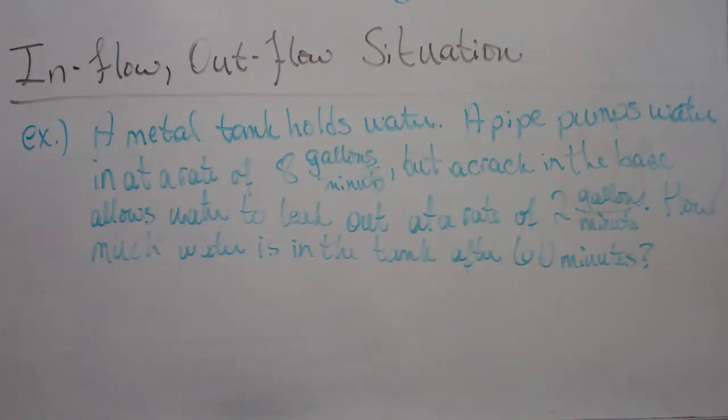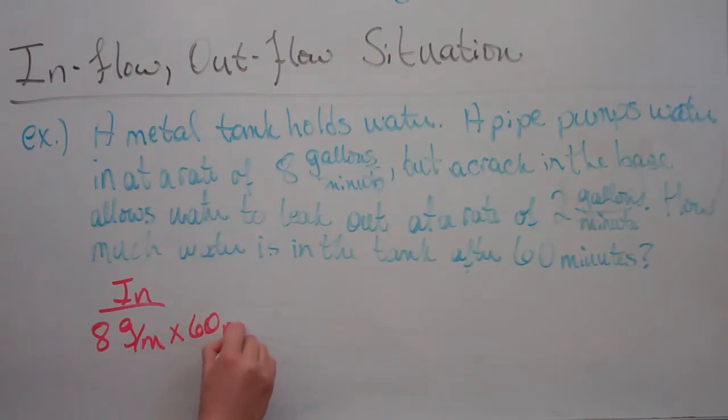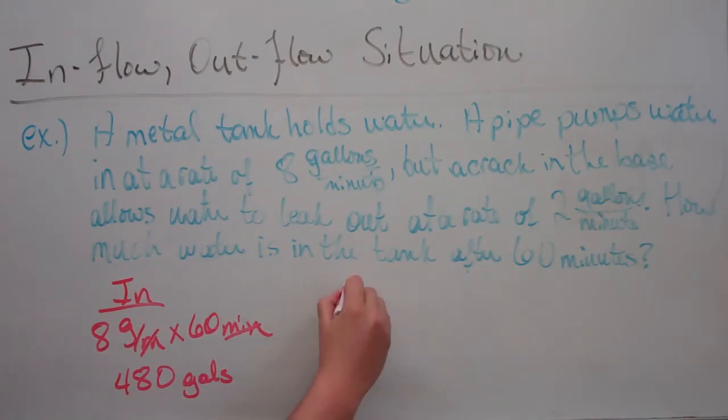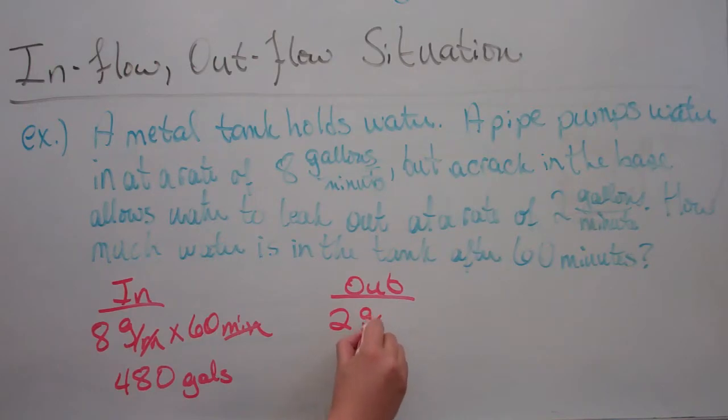First, let's work on how much will go into the tank in 60 minutes. It's going in at 8 gallons per minute times 60 minutes. The units will cancel, and 60 times 8 is 480 gallons. That's how much will be pumped in after 60 minutes. Now let's do how much is leaking out of the tank. It's leaking out at 2 gallons per minute times 60 minutes. Again, the units will cancel. 2 times 60 is 120 gallons.